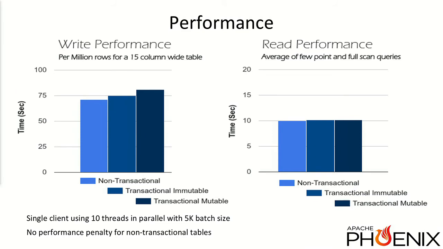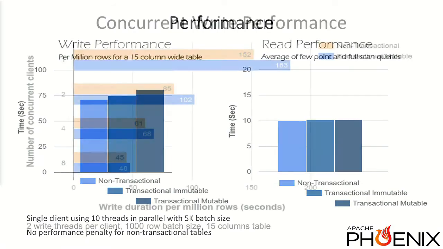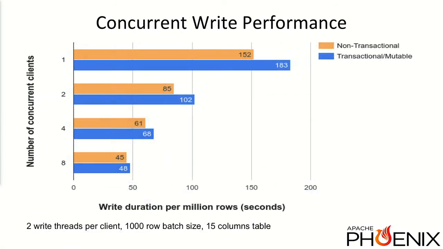We still plan to do detailed performance analysis. And the other thing that we did was we wanted to see how we scale with more writers. So as we see, as you increase the number of writers, we scale pretty well compared to the non-transactional table.